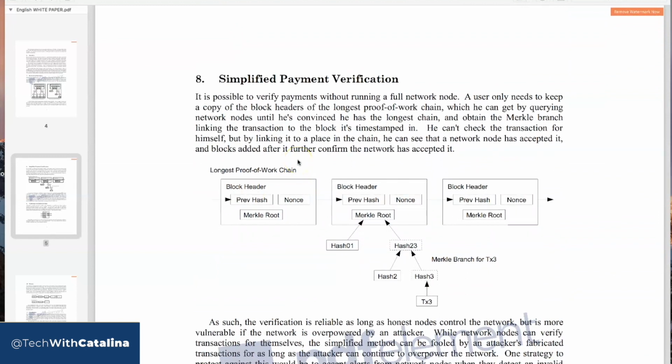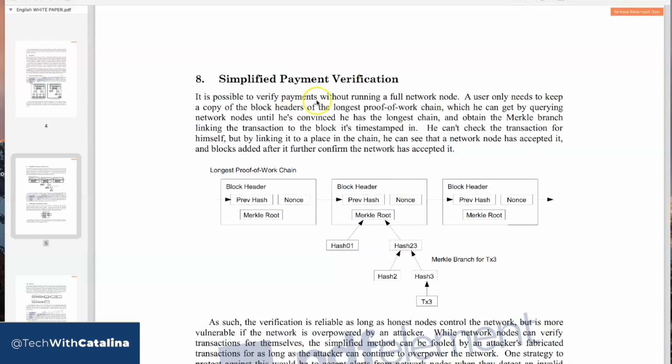because it's too much information and not as relevant as the information we reviewed before. So simplified payment verification, Satoshi is saying here that it is possible to verify payments without running a full node in the system. We know that the system is based on different nodes, and the different nodes have different responsibilities and activities that they are allowed to do in the system. A full node is the most complete node, so to speak, and he's allowed to do many different activities, okay?